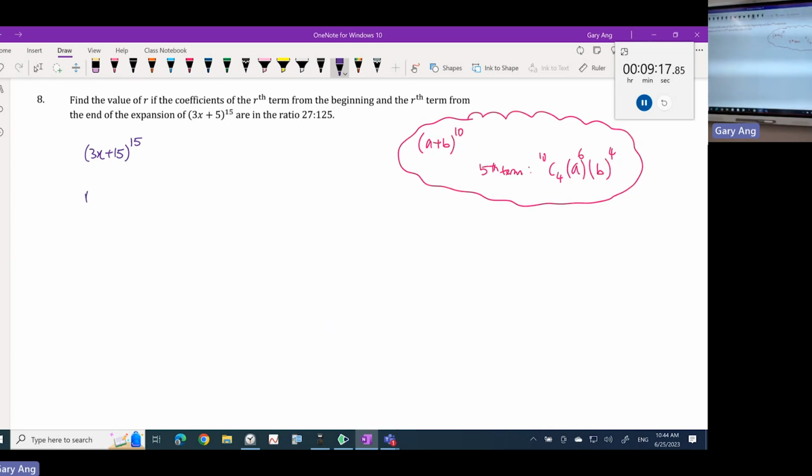Okay, let me write. Let me just be clear. It has to be 15C something. Then there'll be a 3x, then there'll be a 15. If this is the R term, this will be R minus 1. Familiar? This will be R minus 1. This will be 15 minus R minus 1. I should space it out a bit. Sorry.